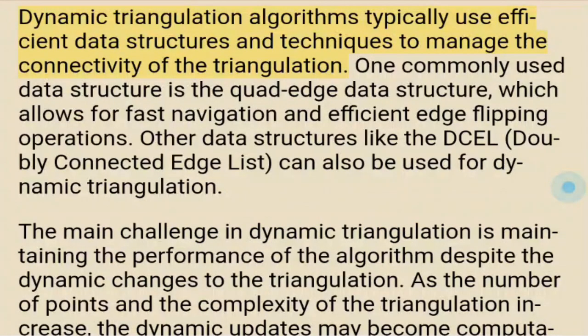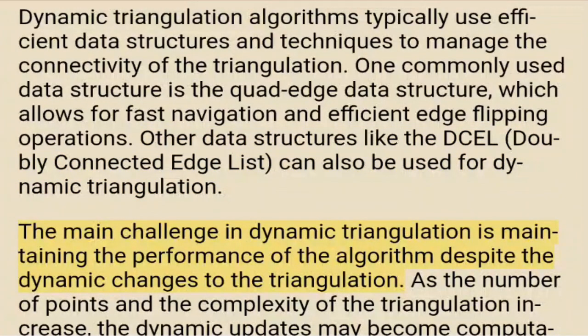Dynamic triangulation algorithms typically use efficient data structures and techniques to manage the connectivity of the triangulation. One commonly used data structure is the quad-edge data structure, which allows for fast navigation and efficient edge flipping operations. Other data structures like the DCEL, doubly connected edge list, can also be used for dynamic triangulation.